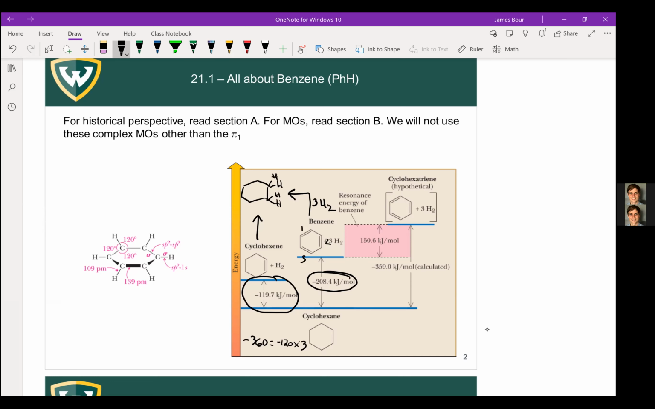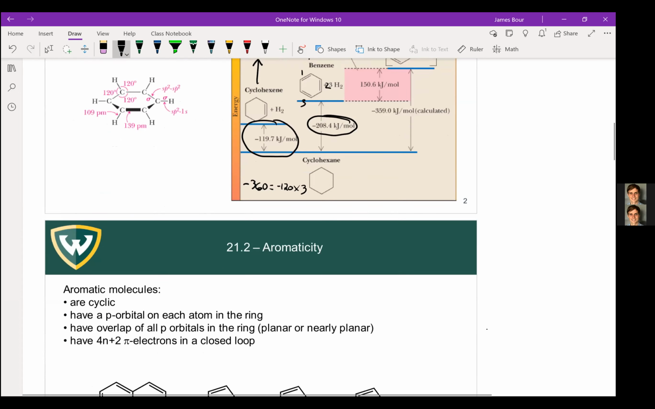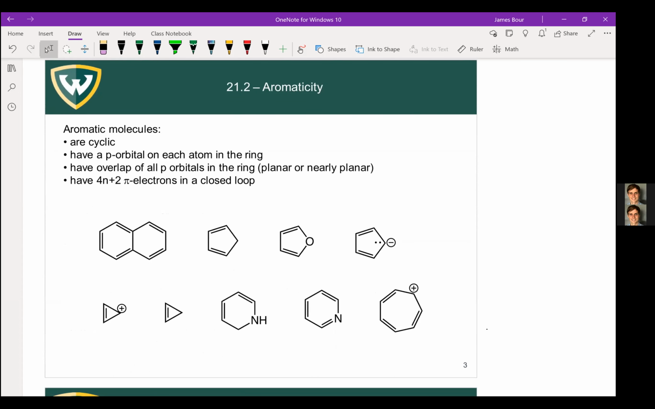So again, when we place them all in consecutive order in a flat ring structure with these 3 consecutive pi bonds, molecular orbitals arrange in such a way that they get even more stability than we would expect. So this is called aromaticity. And the rules for making aromatic molecules are as follows. They have to be cyclic. Okay? They have to have a p orbital on each atom of the ring.